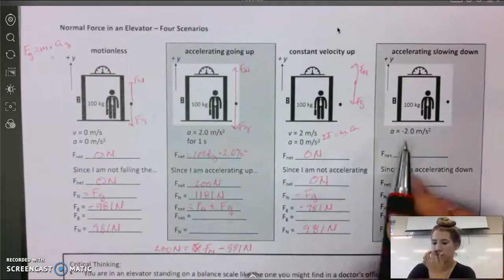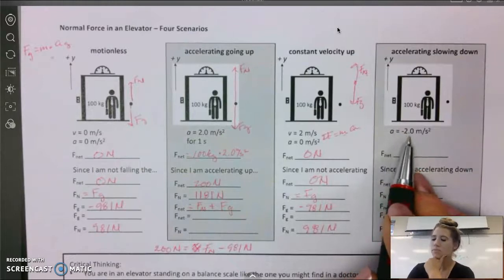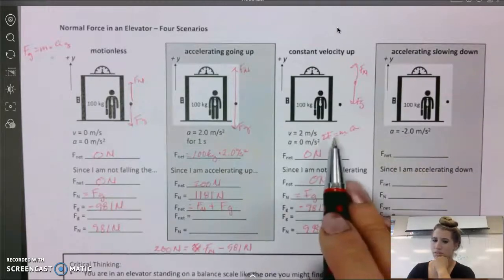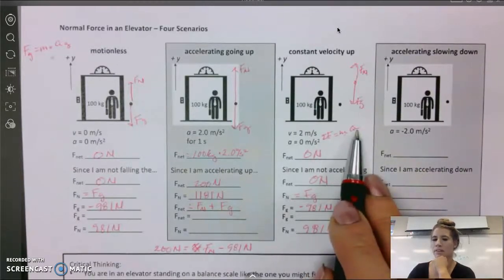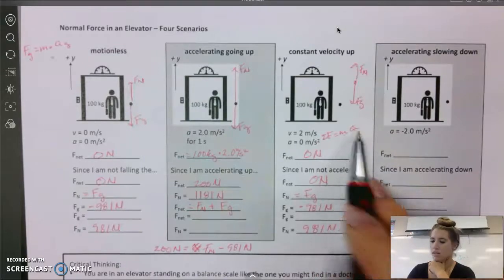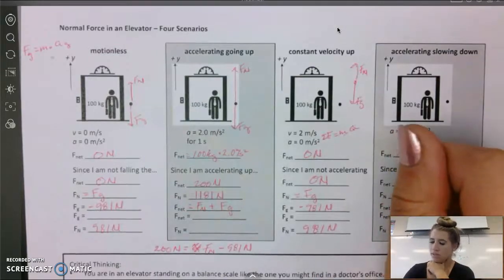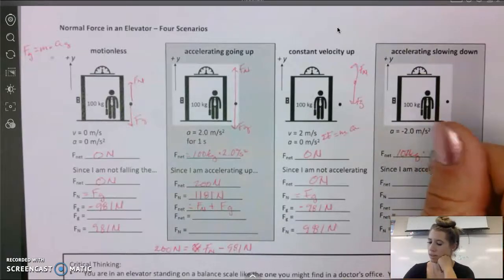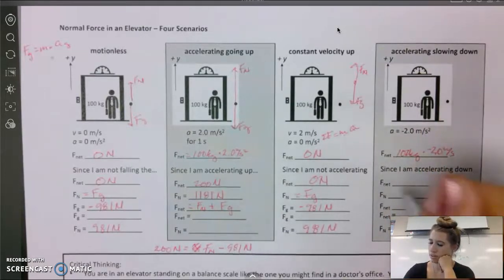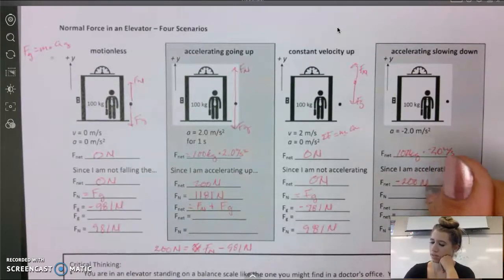Okay, and so now we have a negative acceleration. So we're going to take the sum of the forces as mass multiplied by that negative acceleration. So our overall net is negative 200 newtons.